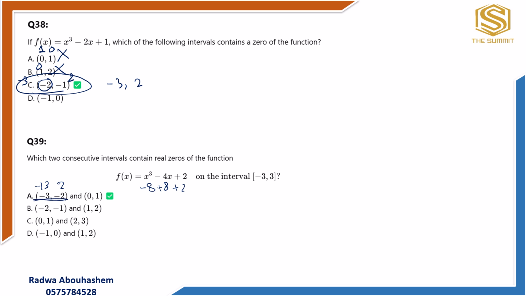Let me try 0 and 1. If I substitute 0, it gives me 2. If I substitute 1, 1 minus 4 gives me negative 3, negative 3 plus 2 gives me negative 1. So yes, there is a change in the sign. So the first interval here would be the answer.